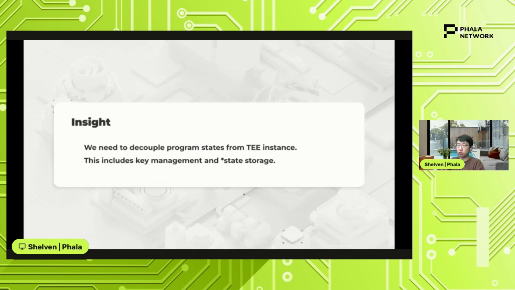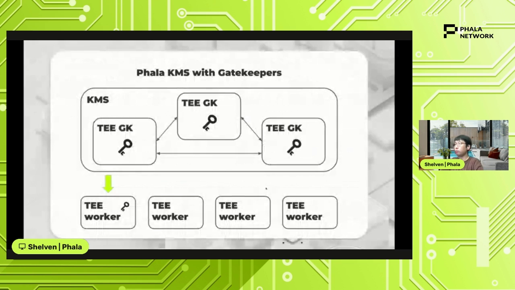So let's focus on the key management problem in this case. The solution from Phala, which I think was not created by Phala, was first proposed in a paper called Hackathon, and is also adopted by the Oasis network. It introduces a standalone key management service to do all the key generation and key distribution work, instead of asking every TEE worker to generate the keys themselves.